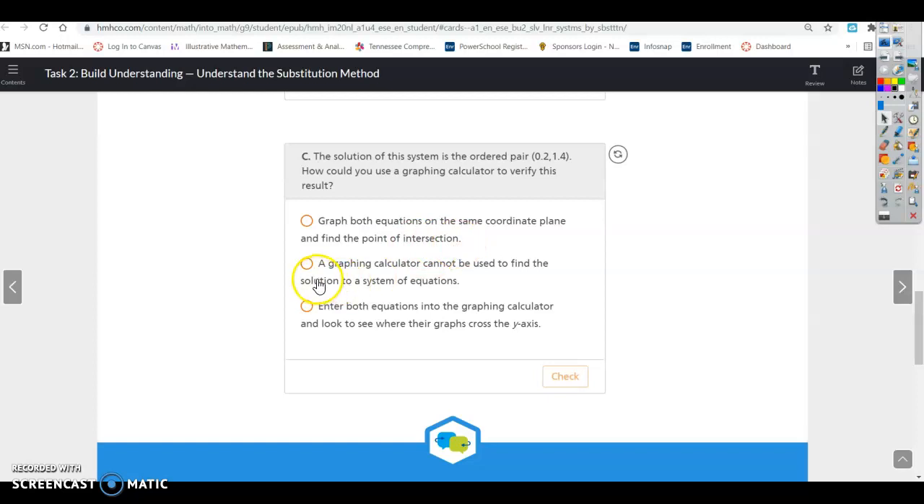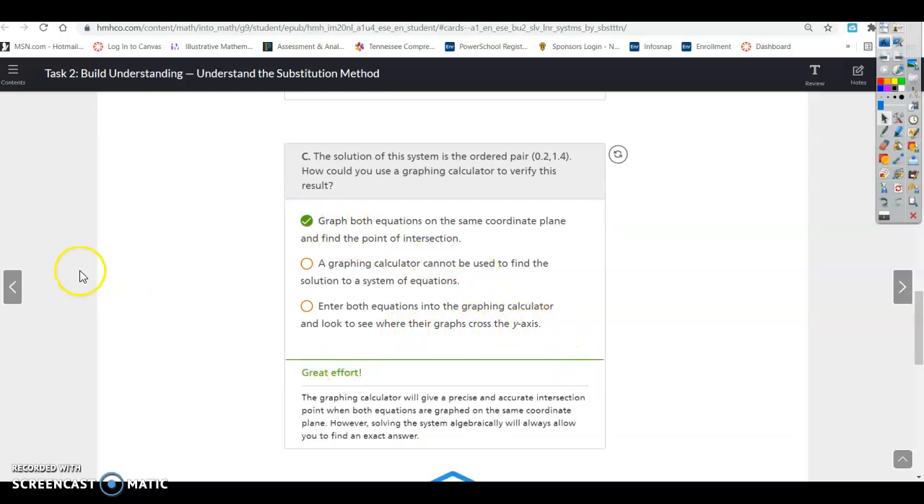Okay, that looks good. A graphing calculator cannot be used. That's not true. Enter both equations into a graphing calculator and look to see where their graphs cross. So the first answer is the correct one. So you graph each equation and find the intersection point, and it should intersect at 0.2 and 1.4. All right, that's all for task 2. If you have any questions, please let me know.